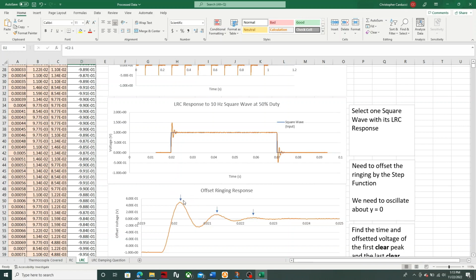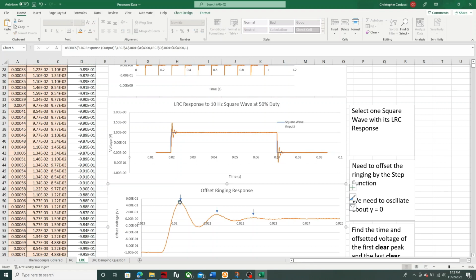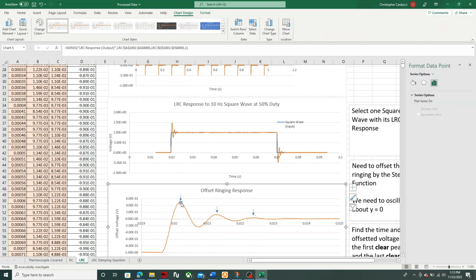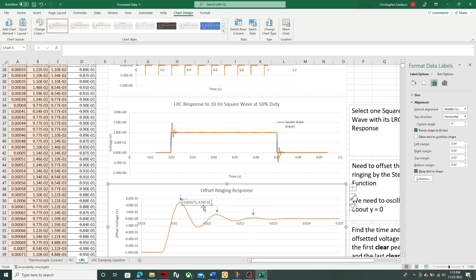So you need to find the values of those peaks. Here is a nice little trick that I found. If you want to figure out a specific data point, double click till you're right on that data point, then right click, add data label, do a callout, and look at that. That's pretty cool. It freezes up sometimes for reasons I don't know, but here the first one is your time, and that is your voltage response.